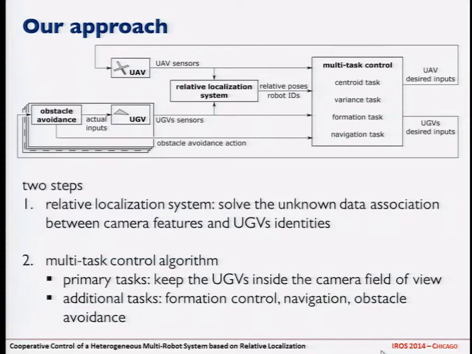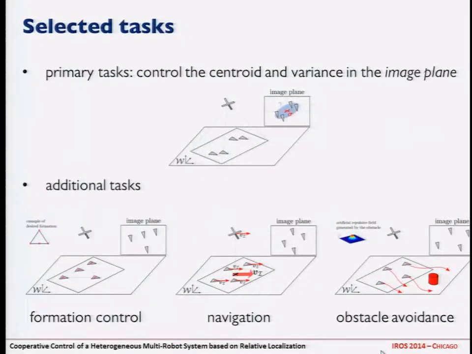The first one is a relative localization system that basically solves the data association problem between the camera observations and the UGV's identities. And then the multitask control that is made up by 2 different tasks, the primary task and additional tasks. The primary task consists basically in controlling the centroid and variance of the UGVs in the camera field of view, so in the camera image plane, so that the UGVs will remain in the field of view of the camera. And then the additional tasks are the formation control, to place the ground robots in a given position in the world, the navigation, to move the entire formation along a given direction, and obstacle avoidance to avoid the obstacles on the ground.